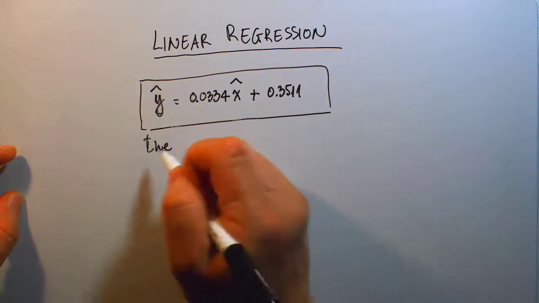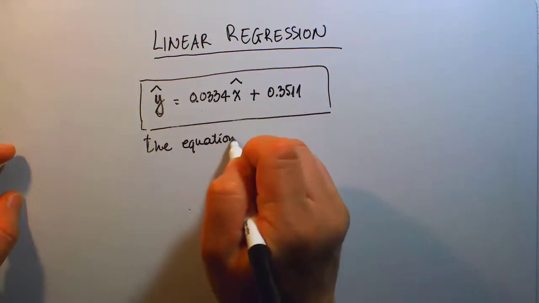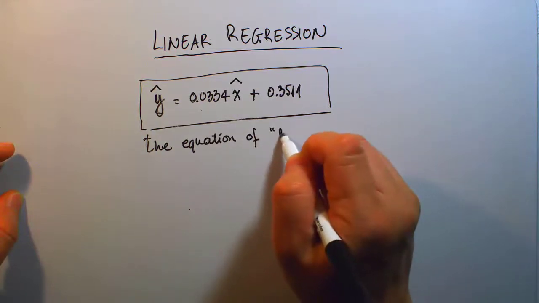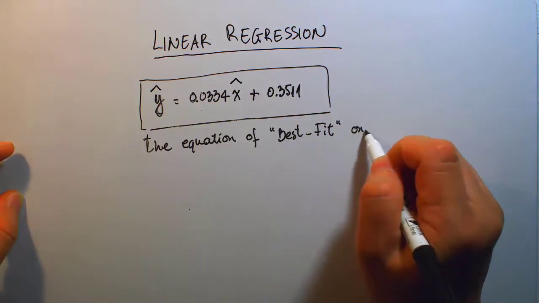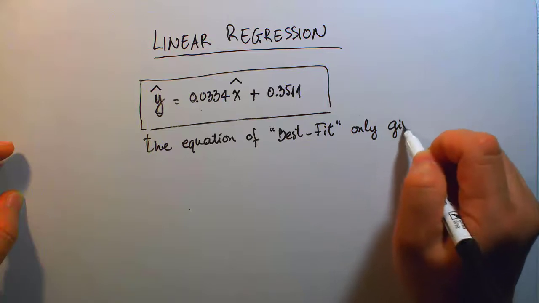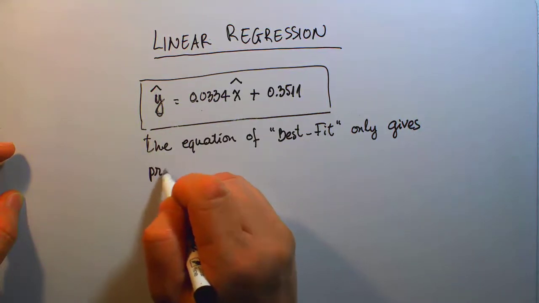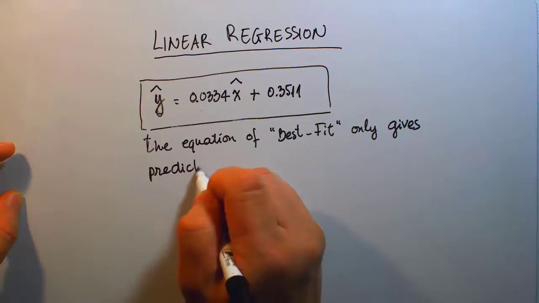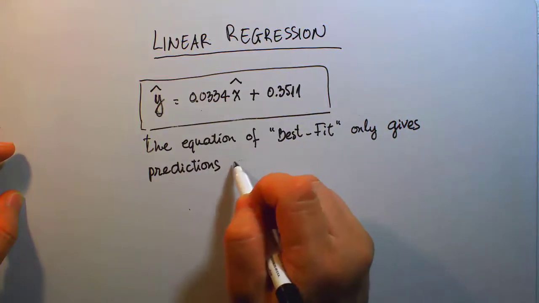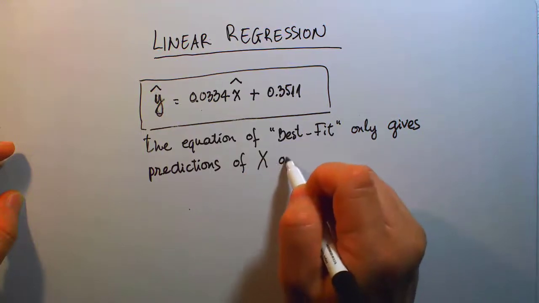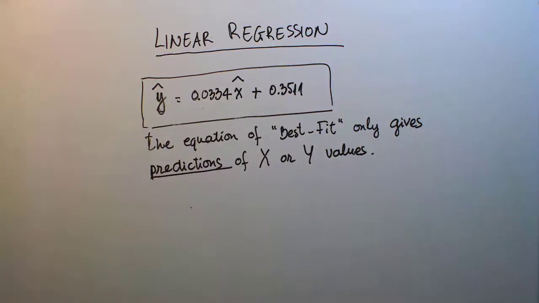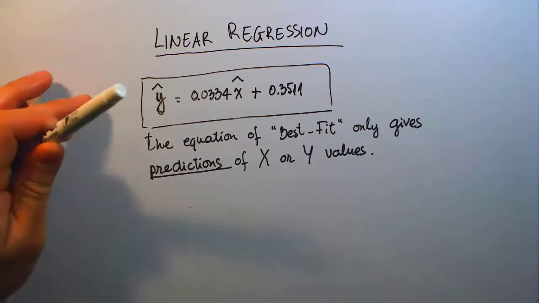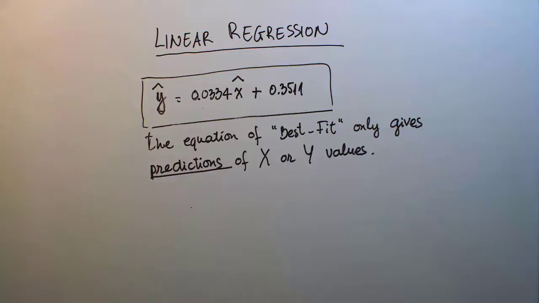the equation of the best fit line only gives a prediction of x or y values. And that's the reason why anytime it comes down to writing the best fit line equation on paper, we need to put hats over our variables.